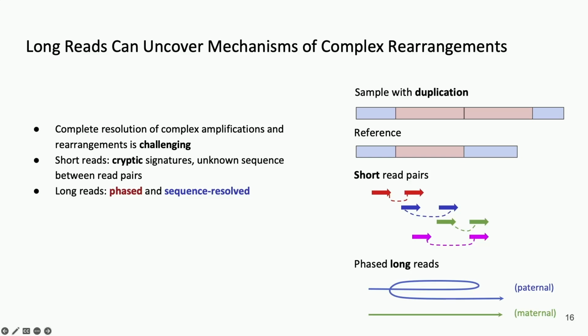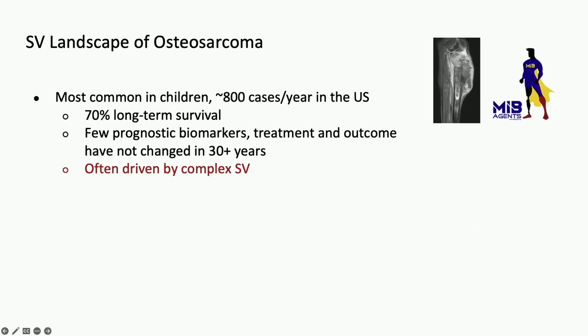And with long reads, the advantage is, if you're lucky enough and your read spans the entire structural variant, then you basically have a sequence-resolved view of your tumor genome. And you can also phase long reads, meaning that you can actually look at particular haplotypes. And so naturally, we wanted to explore different cancer types that are affected by structural variants.